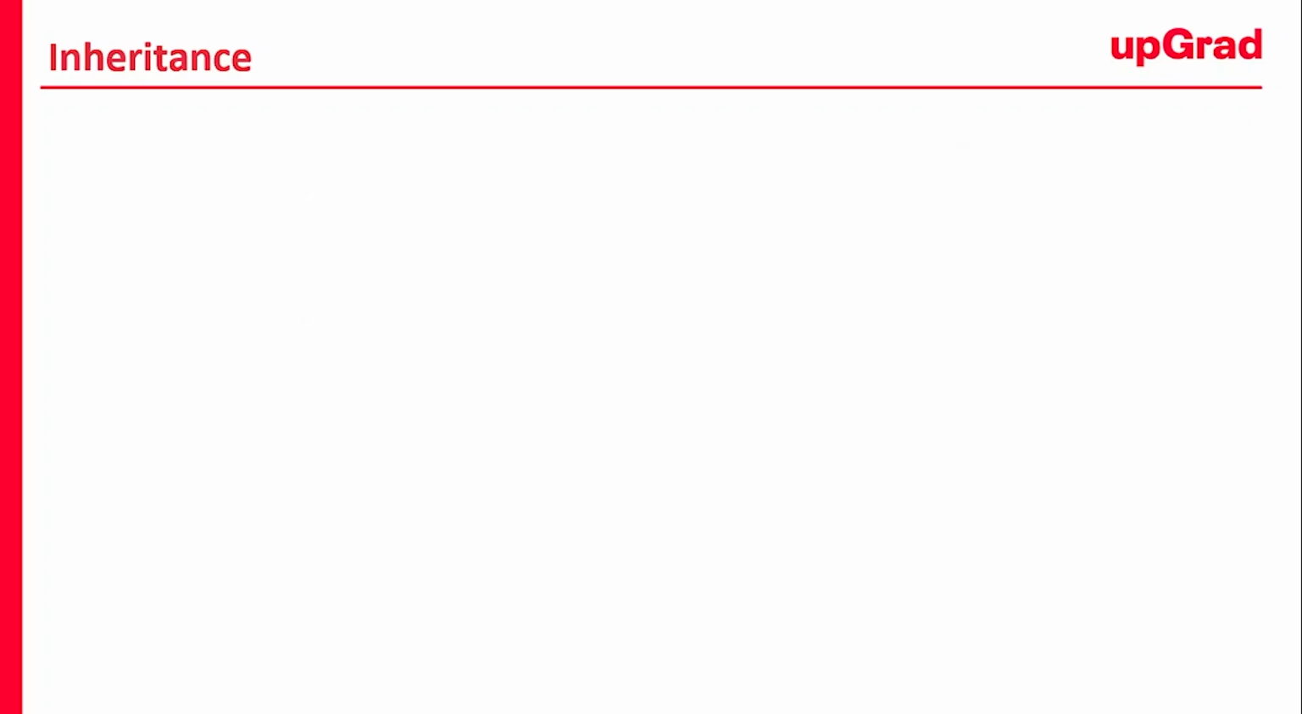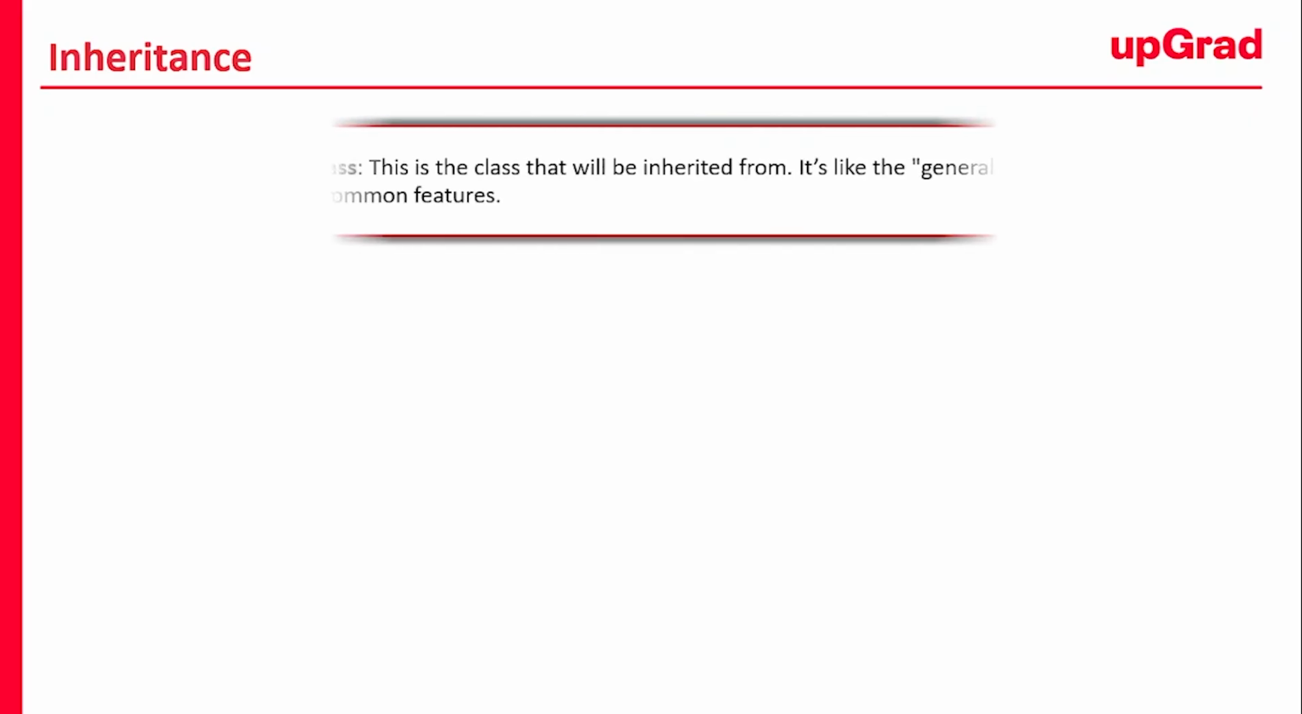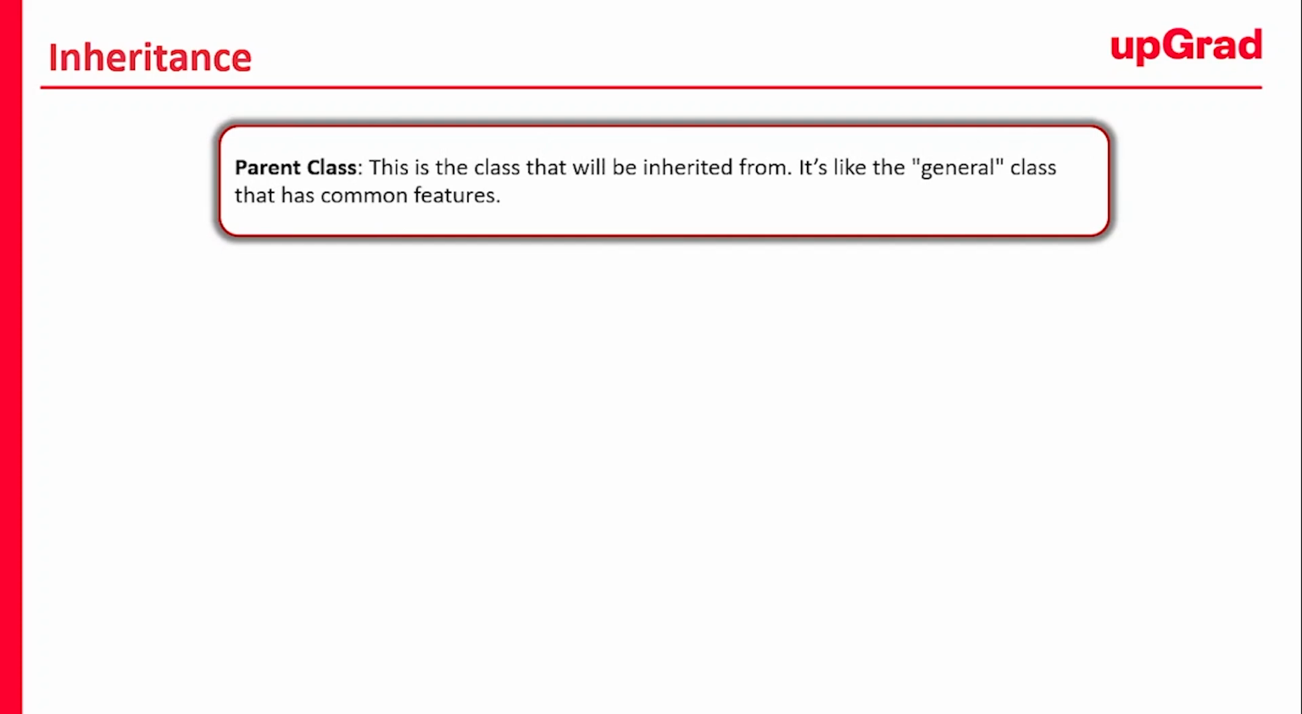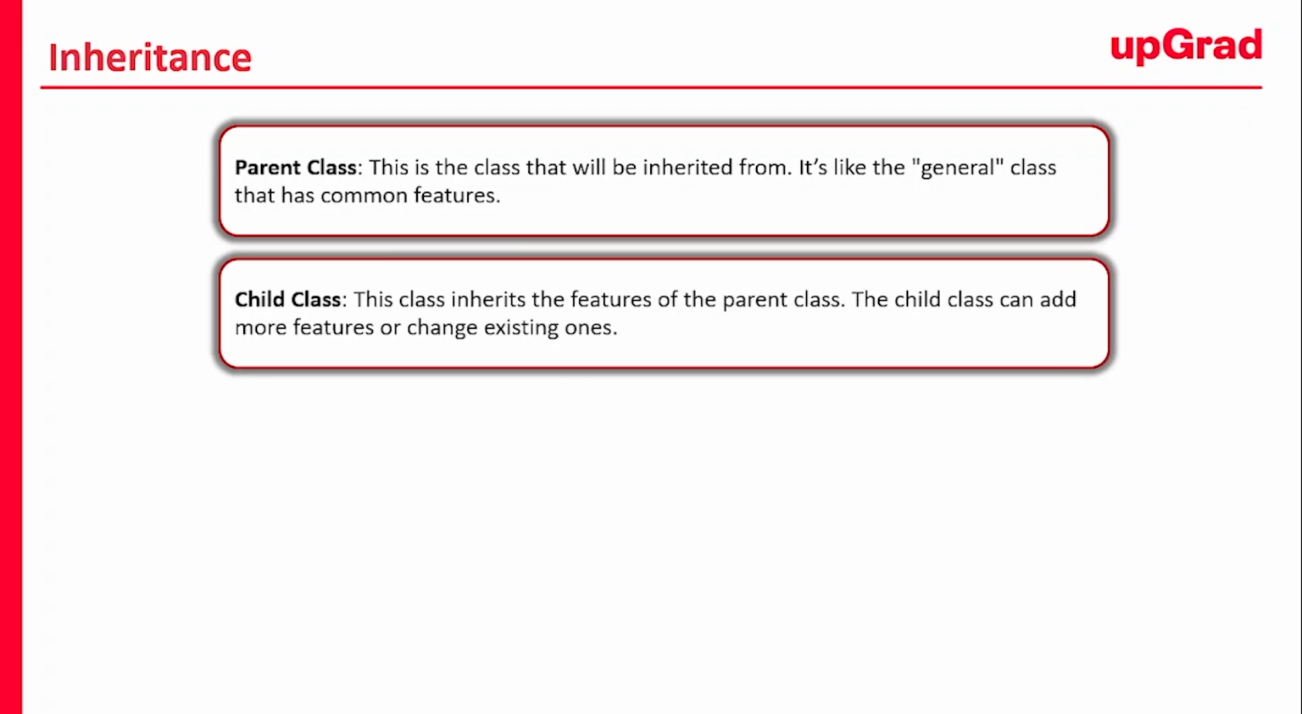All right. Now the question is how to use inheritance in Java. So here's how inheritance works in Java. Firstly, you have to focus on the parent class. This is the class that will be inherited from. It's like a general class that has common features. All right. Then comes the child class. This child class inherits the features of the parent class, as I told you. Now the child class can add more features or change existing ones.